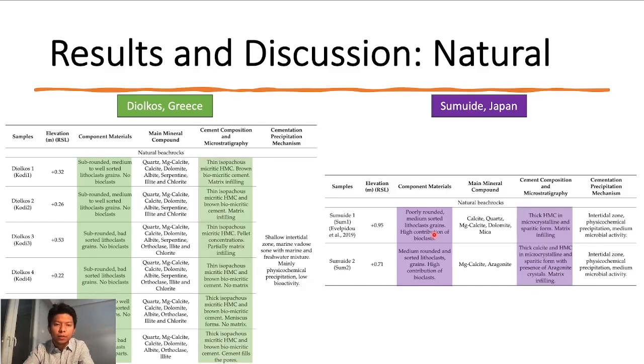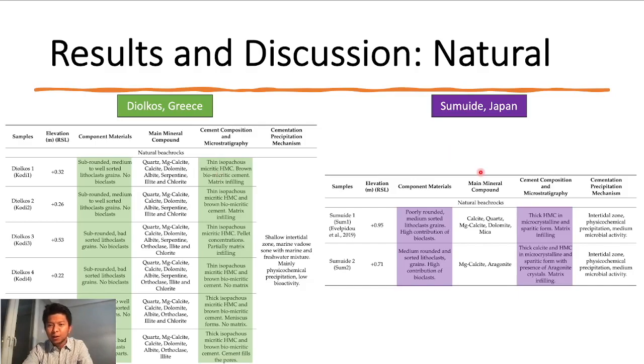In terms of their cement composition, for the case of Greece, the Iolcos Beachrock has a very typical high magnesium calcite in micritic and sparitic crystal forms. The high magnesium calcite micritic cement indicates a marine provenance, but the matrix formation in the pores of the sediment also indicates the mixing of sea and fresh water.